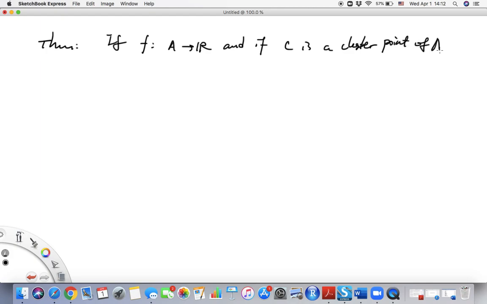So next, a simple exercise or a theorem. The theorem says that the limit is unique. So if f is a function that goes from A to R, and if c is a cluster point of A, then f can only have one limit at c. So how do we prove that?